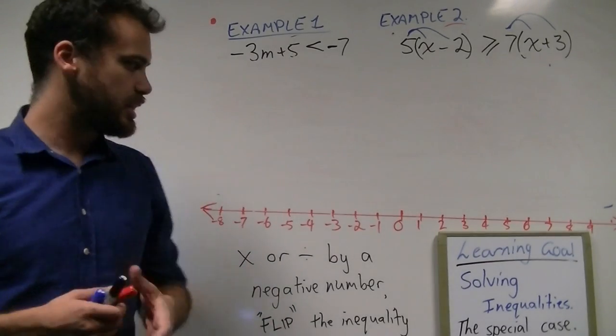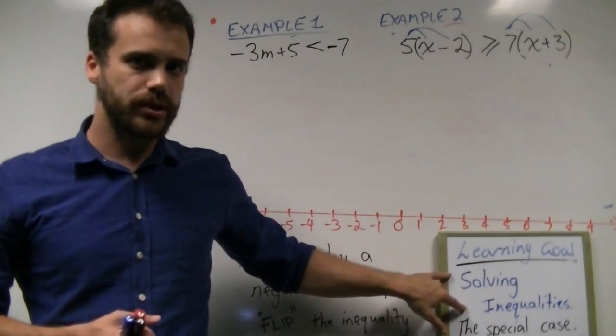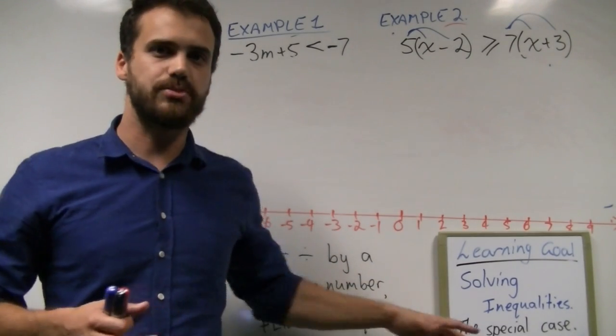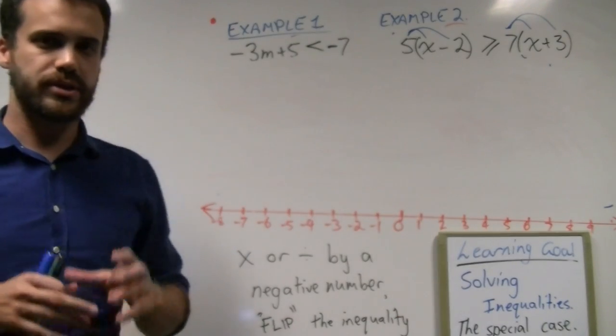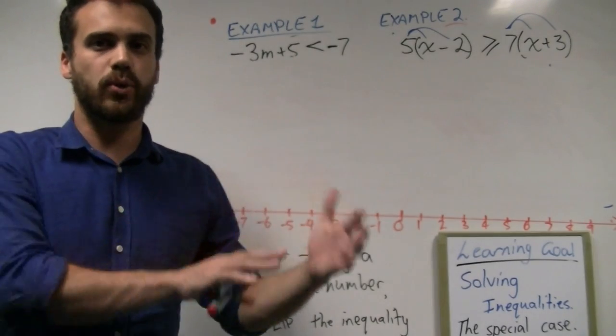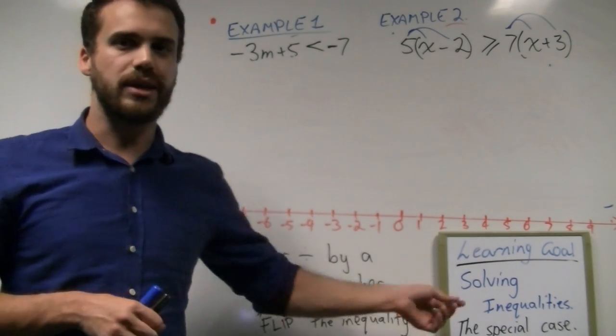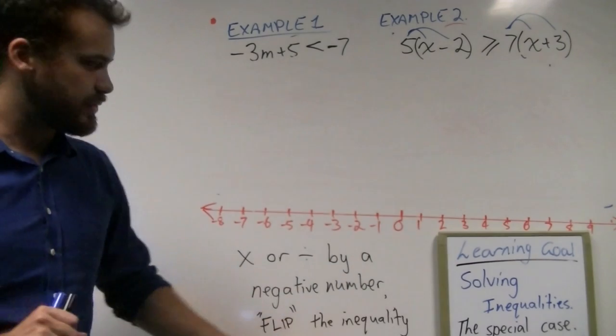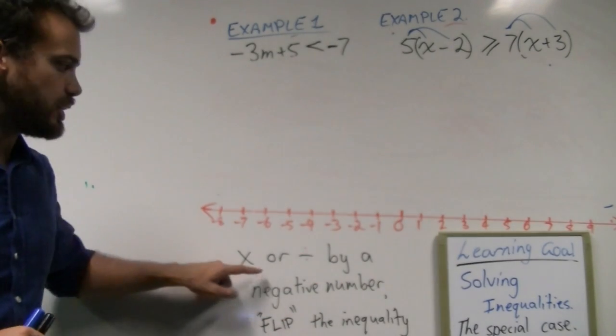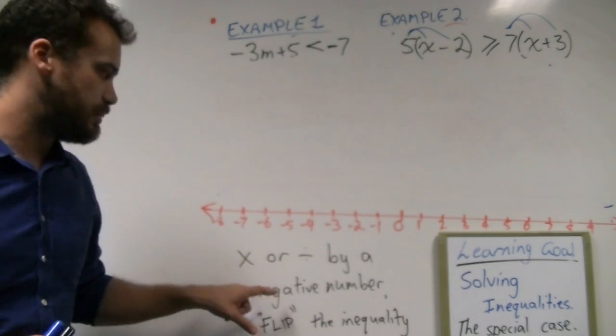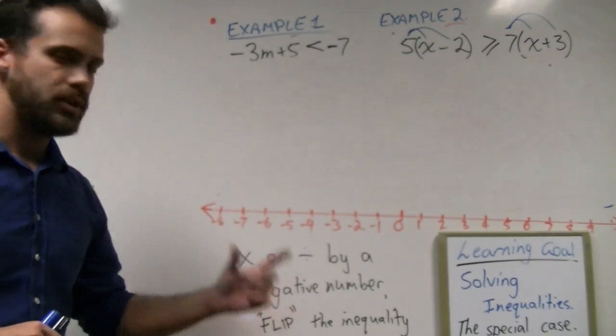Okay, so this is our second video on solving inequalities. This time we're doing something called the special case. This is one thing that's slightly different between solving an equation or an equality and solving an inequality. Okay, the rule is as follows. If you multiply or divide by a negative number, you have to flip the inequality.